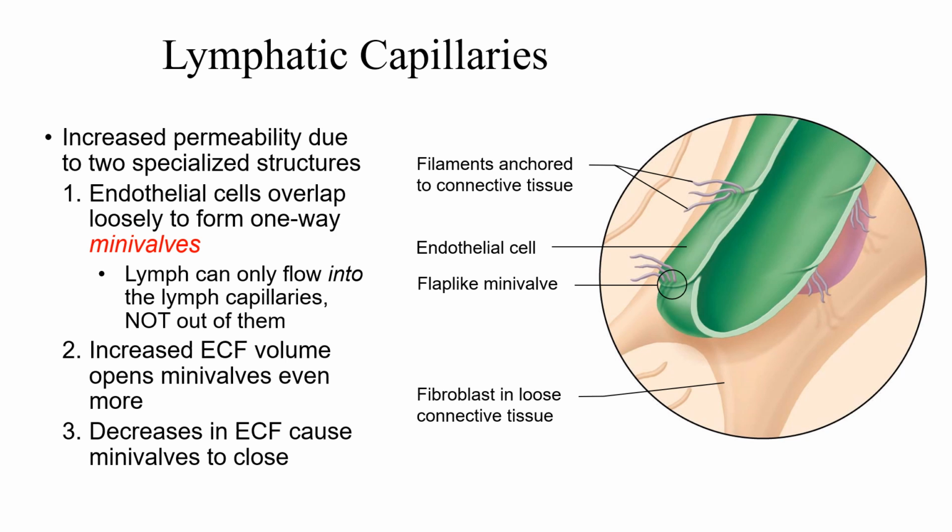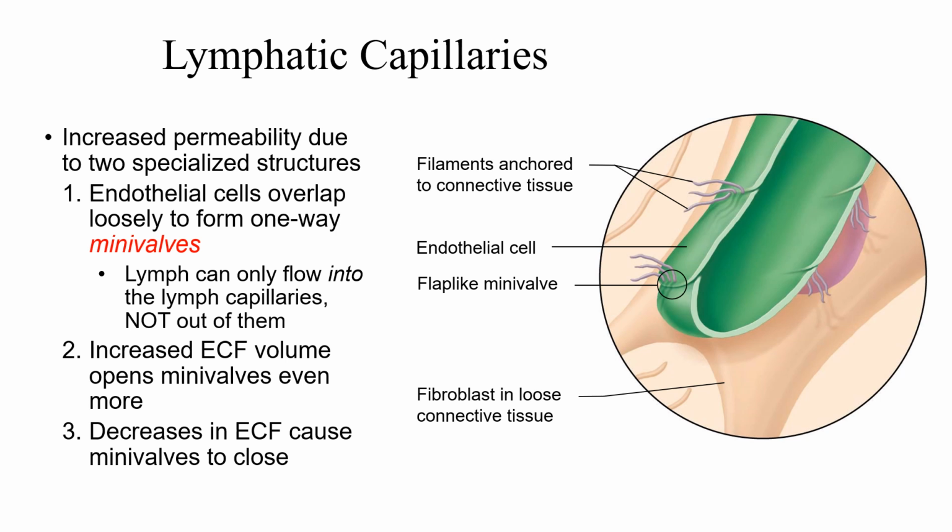So there are specialized structures in the lymphatics that help to increase its permeability. The first will be the mini valves formed from overlapping endothelial cells. They form a one-way valve that allows for the passage of materials. Lymph can flow into the lymph capillaries but not out of them. If you have a high ECF volume, the valves will open up even more, and thus more fluid will be drained from the lymph and your ECF volume will decrease. Decreases will cause those valves to close, and so this is how the system works.